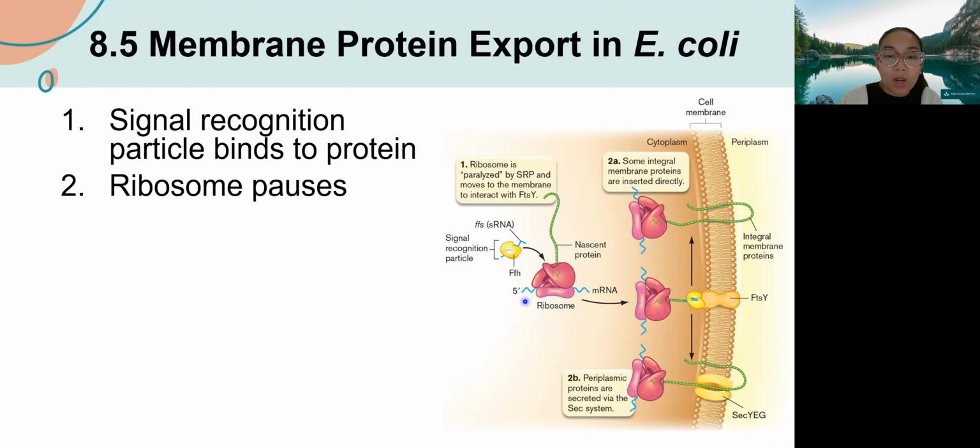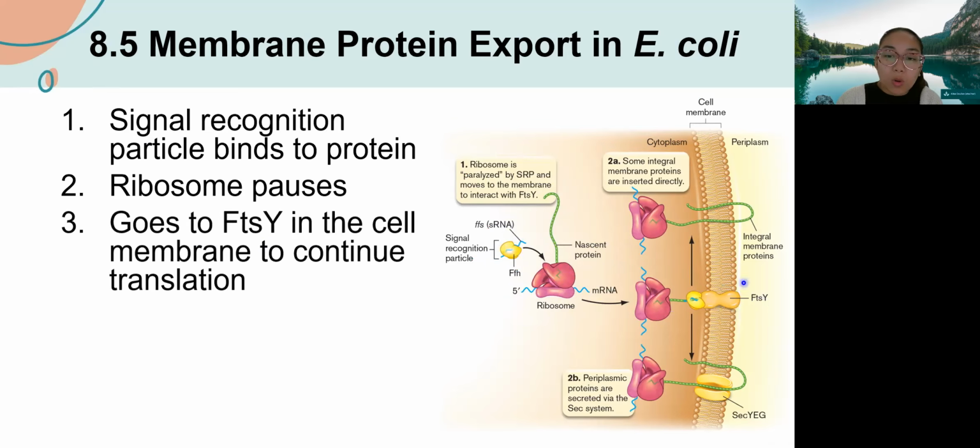So the whole ribosome pauses and the whole unit is brought to the cell membrane, and it's going to go to this protein called FtsY. FtsY is found in the cell membrane. When the ribosome gets there with the signal recognition particle, these three are all bonded together. So the ribosome, the protein that is being made, the signal recognition protein, and the FtsY are all linked together. Now the ribosome is given the allowance to continue making the protein.